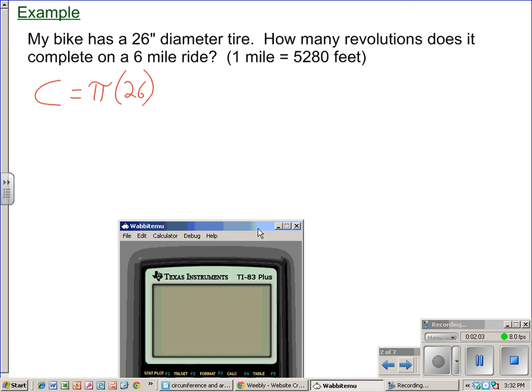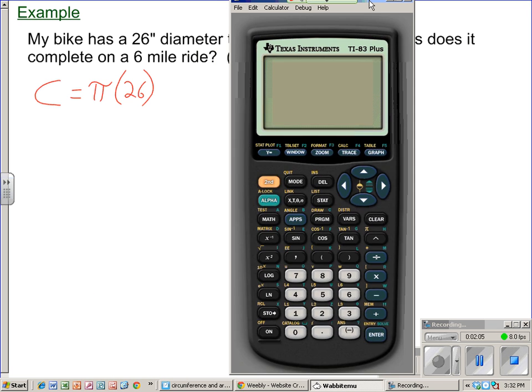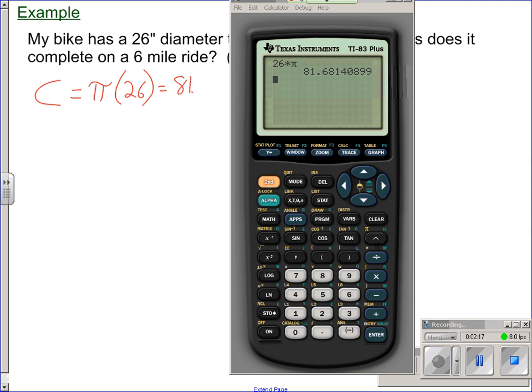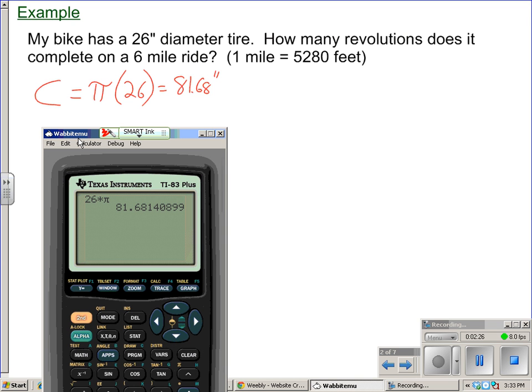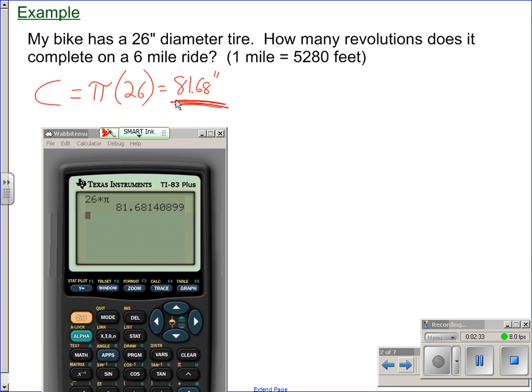I can bring up the calculator here. So I have 26 times the pi button, which is the secondary, and then the exponent button. 26 pi is 81.68, and we'll leave all those decimals on the calculator, but that's inches. The question is asking how many times does the tire go around? This is how far the tire travels when it goes around once, in inches.